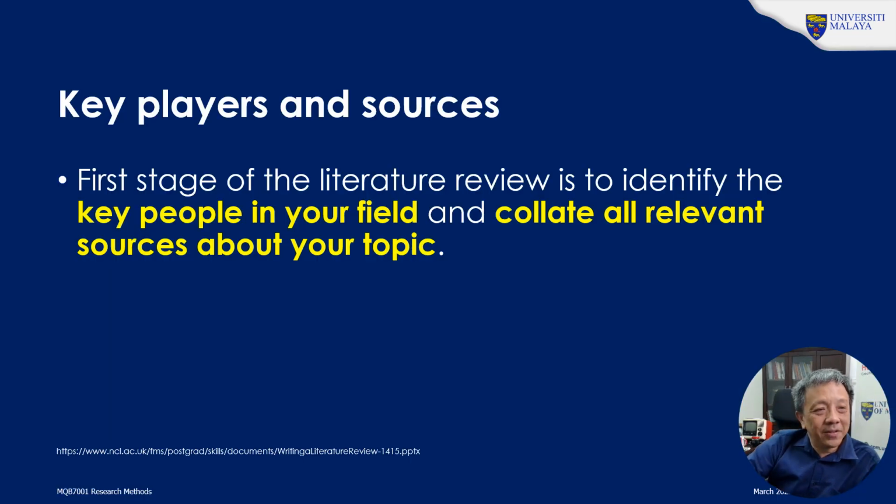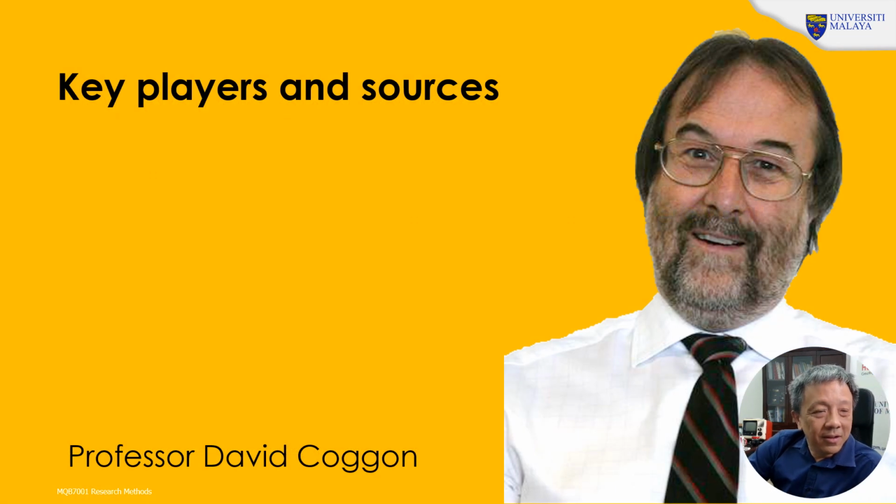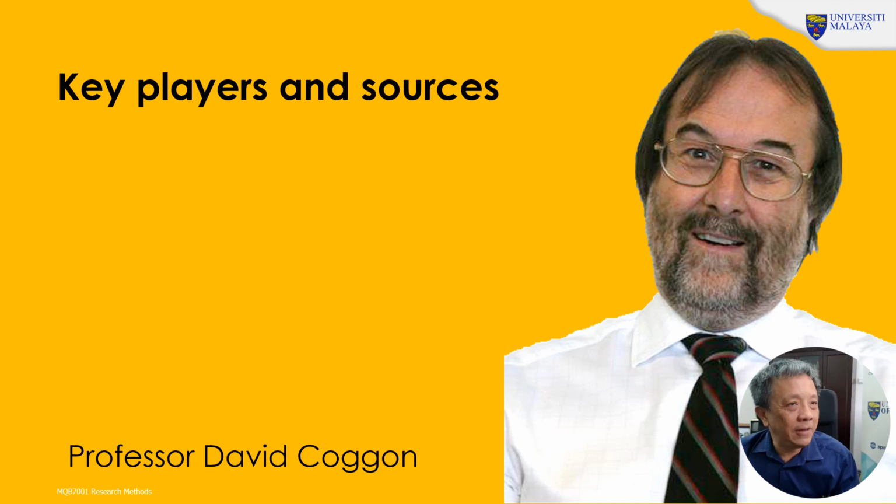Key players and sources. The first stage of the literature review is to identify key players in your field and collect all relevant sources about your topic. So what is the importance of key players? Key players are the prominent figures in your field. These should be people who are key in developing the theory in your field. Professor David Kogan is the key player in my field of study on work-related musculoskeletal disorder.